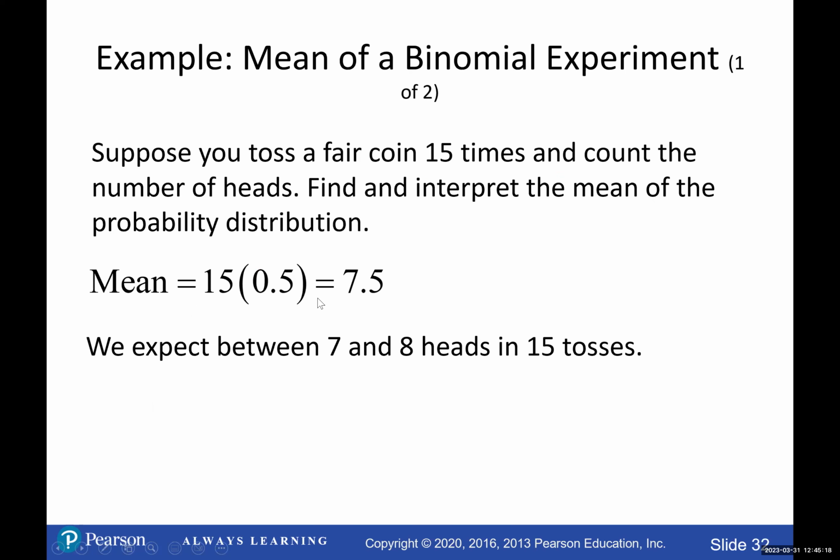So for example, suppose you toss a coin 15 times and count the number of heads. Find and interpret the mean of the probability distribution. The mean will be n multiplied by the probability of success, so 15 times p. Each trial has a probability of success of 0.5 or 50%. So 15 times 0.5 is 7.5. So we expect about 7 or 8 heads in 15 tosses.